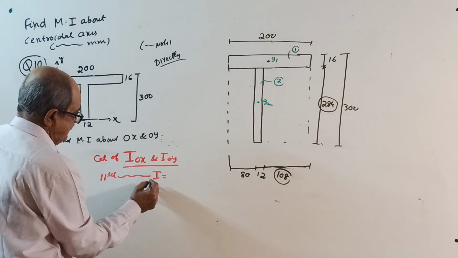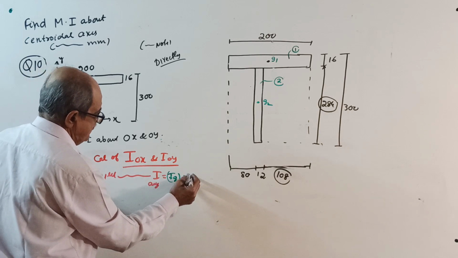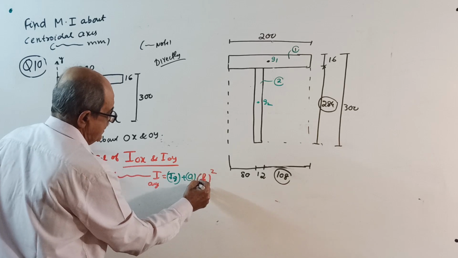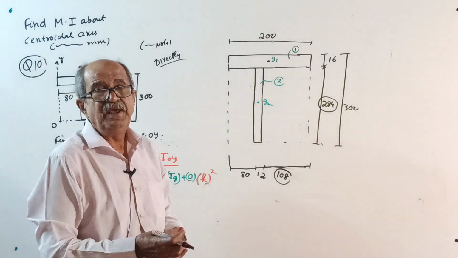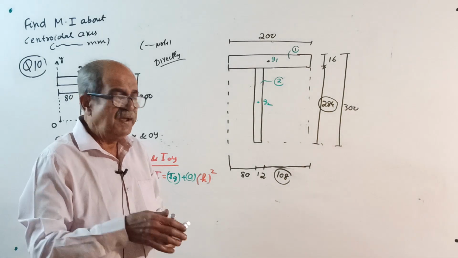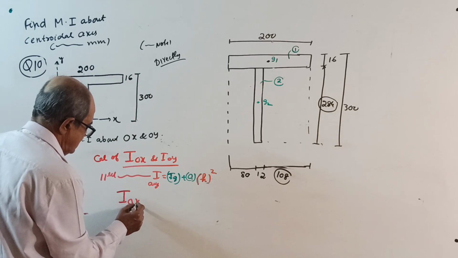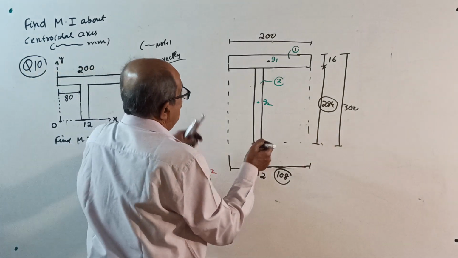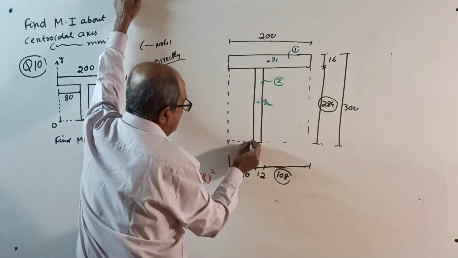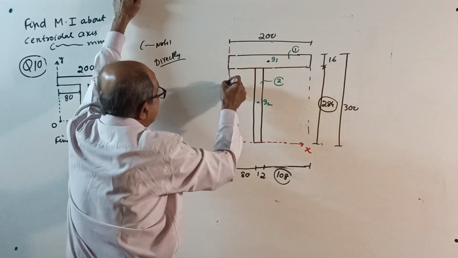I about any axis equals the usual statement: Ig plus A into h square. Someone will say I am not writing clearly. No, I won't write clearly. If anybody has a complaint that it is not written correctly, then don't continue my class. So much explanation given. First, I about OX. I mark the two axes in red color. Why? Because when you find moment of inertia, I always want red color. Red color does not mean that it is a centroidal axis. It is the required axis.